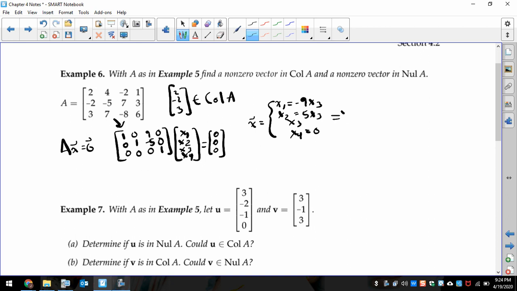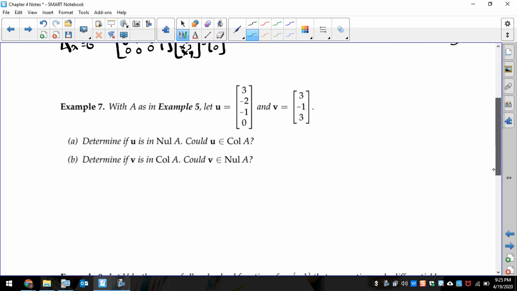Okay, so this implies that the spanning set for the null space, so we'll just say null A equals the span of, let's see, negative 9, 5, 1, and 0. Just this one vector. So all the solutions of the homogeneous equation look like this vector. They're multiples of that one vector. Great.